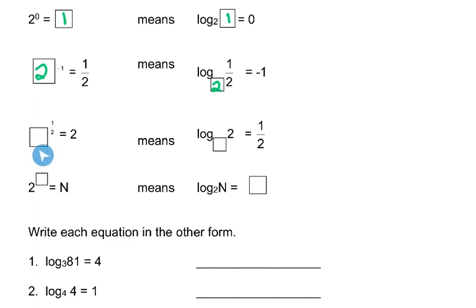So then I'm looking at what to the 1/2 power equals 2. Well, remember 1/2 as an exponent, this would be like a bow tie. So this could be rewritten as the square root of what to the first power equals 2. Well, the square root of 4 to the first power equals 2. So 4 to the 1/2 equals 2. So log base 4 of 2 equals 1/2.